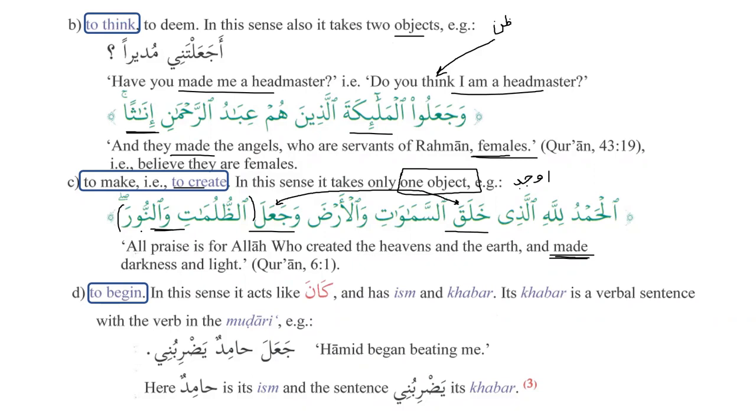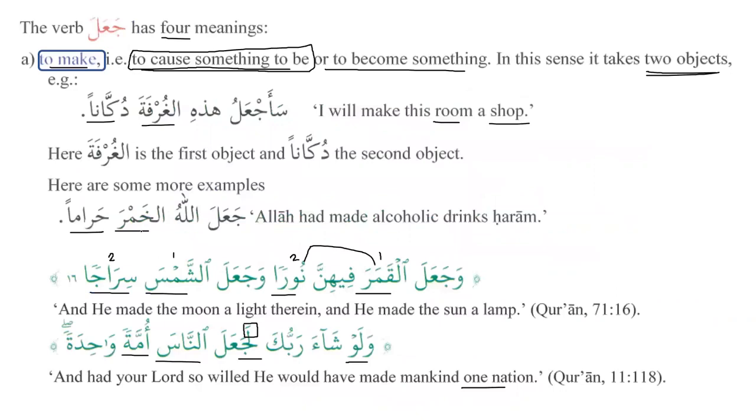Okay, to make, to cause something to be, sajala hazihi al-ghurfa. Just to transform. To transform, exactly. Inshallah, we will see in Arabic that the verb that has been used over there is sayyara, from number 2. Sara yasiru is to become, but sayyara is to make, to cause something to become. So that's why it is called sayyara. Okay, I understood this.